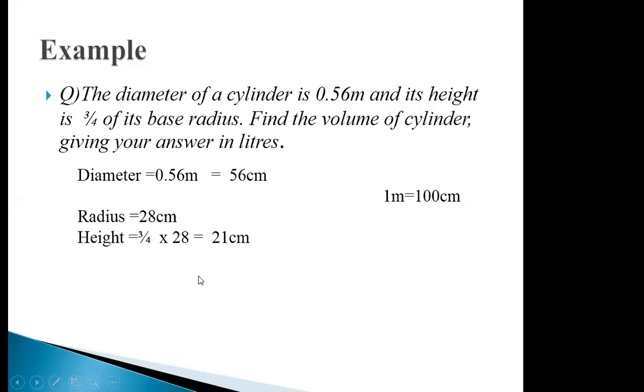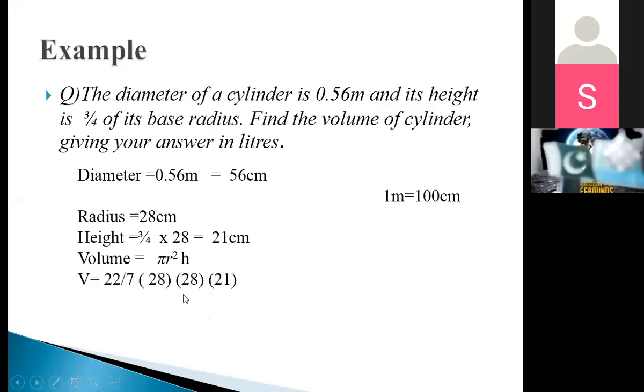Now use the formula pi r square h. Substitute all the values. Now one thing I want to repeat, 28 square means 28 multiplied by 28. It does not mean 28 multiplied by 2. One of the students did this, so please do not do it, all right? And the height is 21. Is it clear, everyone, till here?